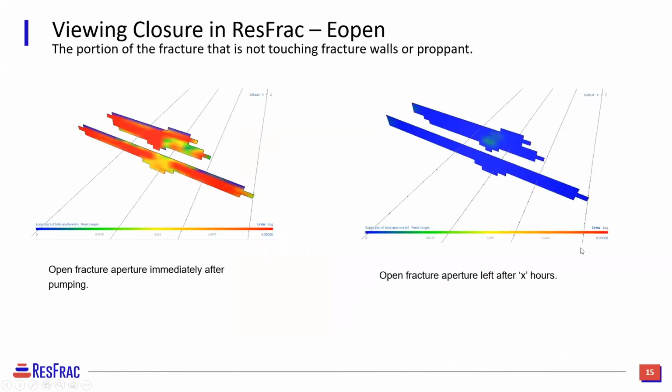I'd like to show you what closure looks like within ResFrac so that you can start to quantify what closure looks like. So what I'm showing here is a parameter in our 3D graphics called E-open. A lot of you already know what this is, but for those that don't, this is the portion of the fracture that is not touching the fracture walls or the proppant. So basically, it's an open part of the fracture.